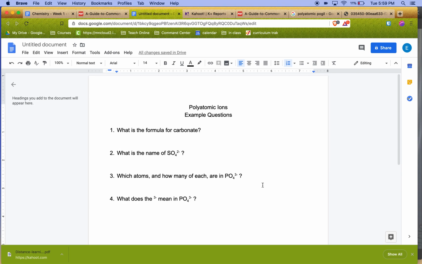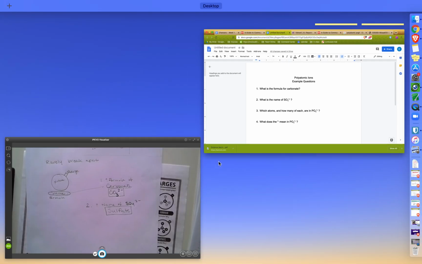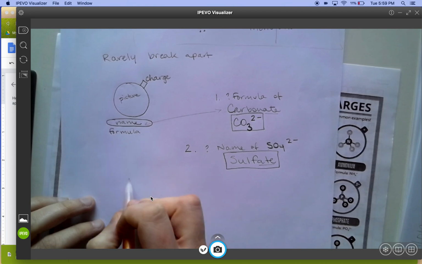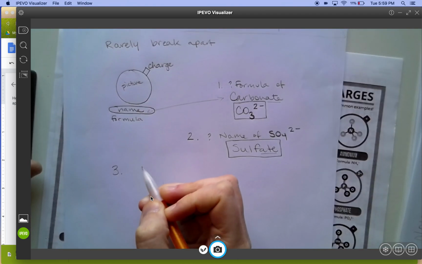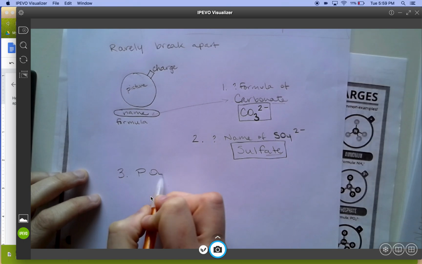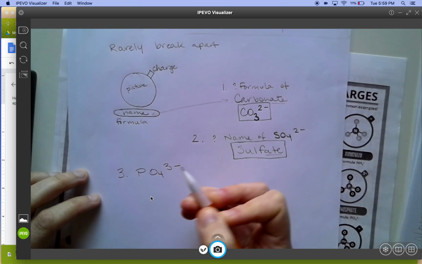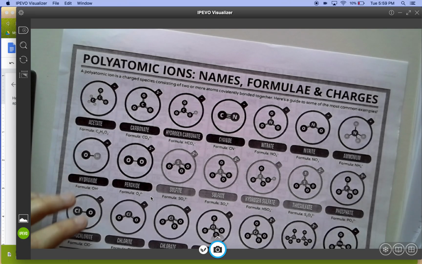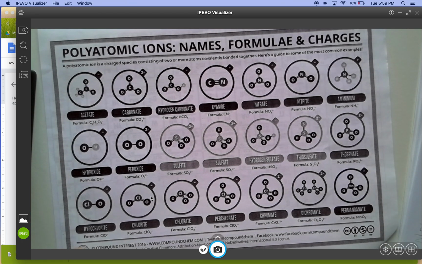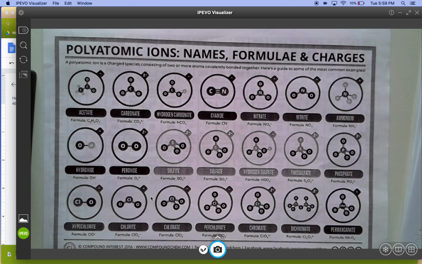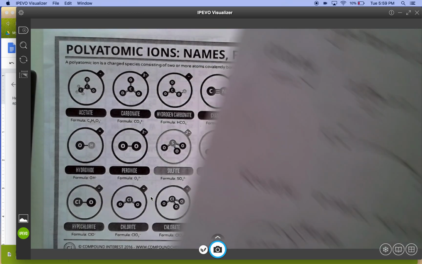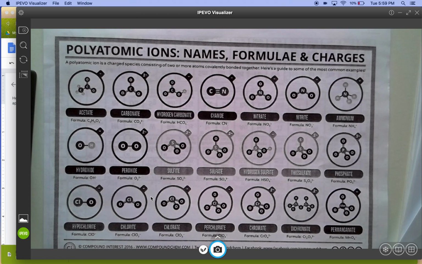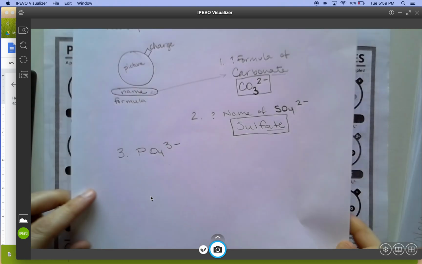Which atoms and how many of each are in PO4 3 negative? So in PO4 3 negative, you could look this up on your polyatomic ions page. I gave you this as a challenge, and now I'm giving you the answer. This is the one that we know of that has a charge of 3 negative. Okie doke. And find it on here. Find its name. You might find this on your food labels as well.